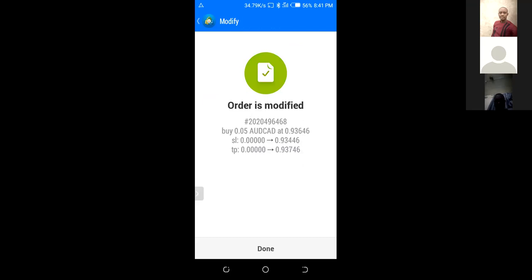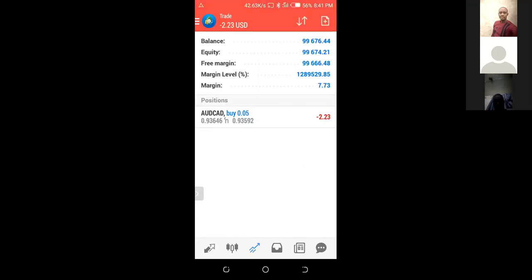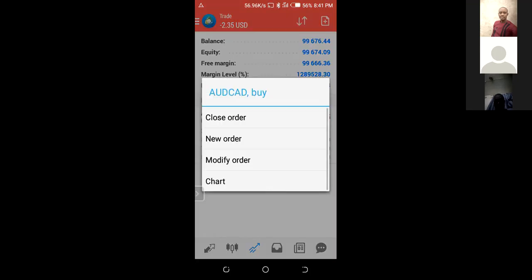Now, sir, tap on that same trade once. Tap on it once. Quickly, quickly. Guys, can you see? This is your take profit, which we just typed in, 0.93746. And that's your stop loss above. Sir, do me a favor. Hold that trade once. Quickly, sir. Time has come. Hold that trade once. Click on chart.